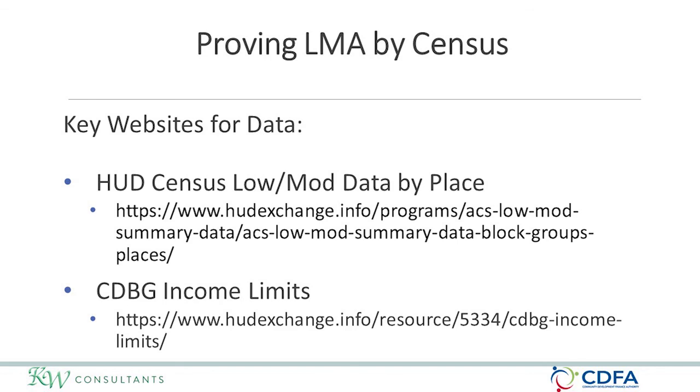You can also go to the HUD websites directly to get the information when it's posted, and you can find that on the HUD Exchange, both the census data, low to moderate income, which will give you the actual percentage for that census place, and the income limits that are required to meet the definition of low to moderate income. That at or below 80% is actually provided on the HUD website as the numerical dollar amount that a family must be at or below in order to qualify for low to moderate income.